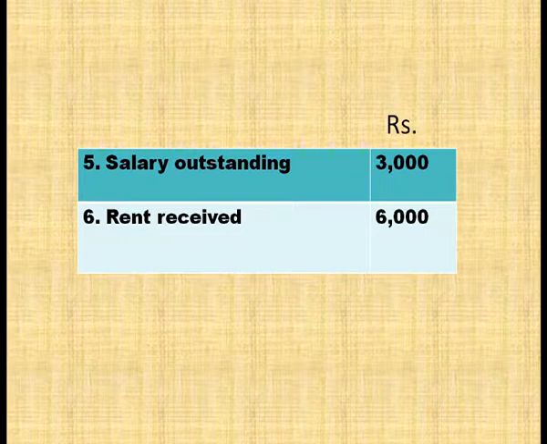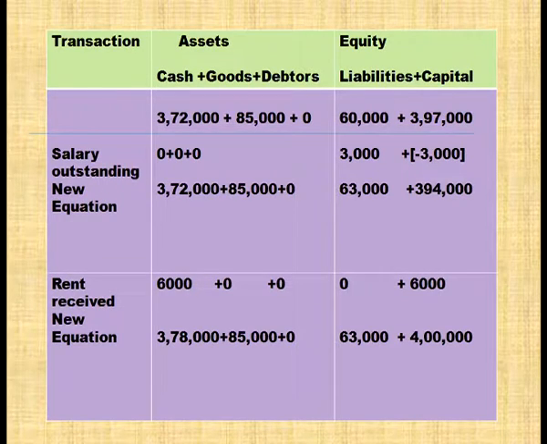4,57,000. Salary outstanding, another transaction. Rent received, also another transaction. Salary outstanding is a liability. So that will be added with the liability, 3,000 added with the liability. It is reducing the capital, so deducted from the capital. After that, you have to write the new accounting equation. Cash 3,72,000 plus goods 85,000 equals liability 63,000 plus capital 3,94,000. Here also accounting equation is satisfied.